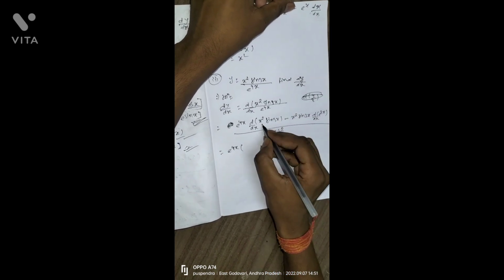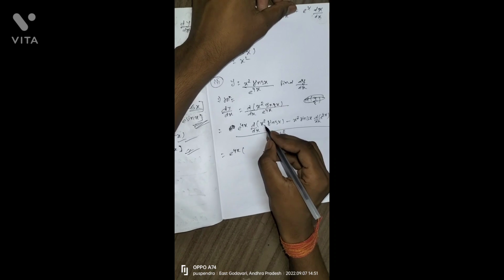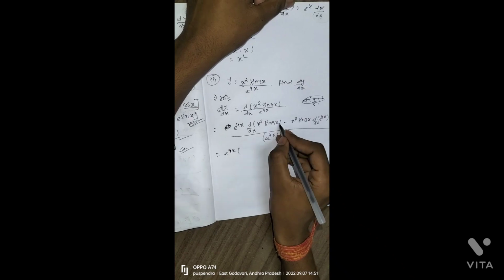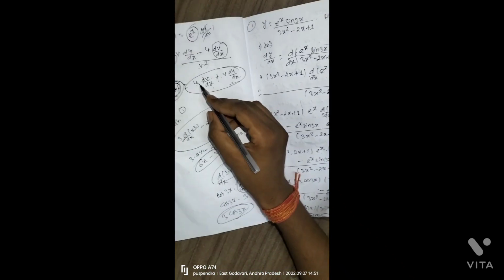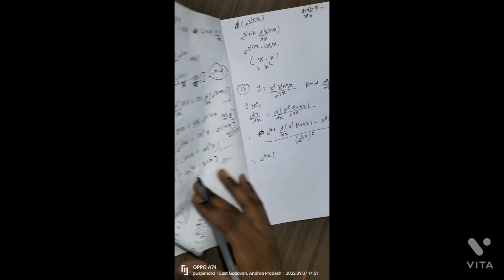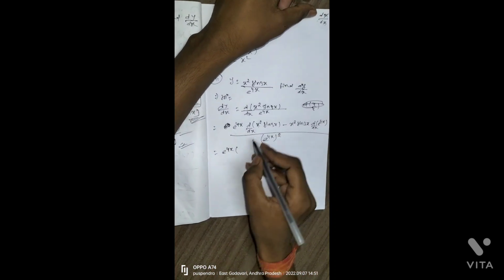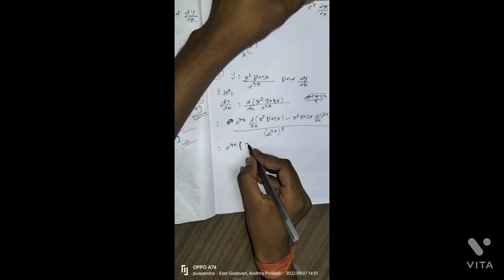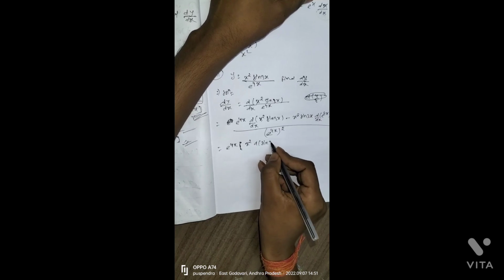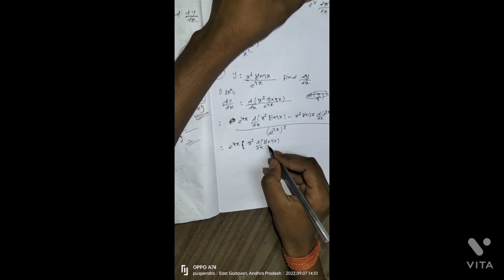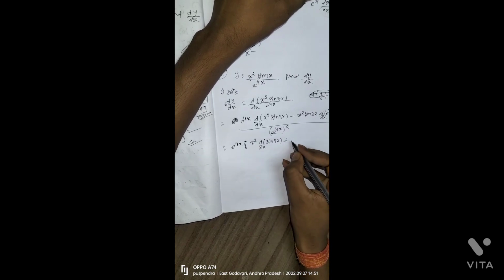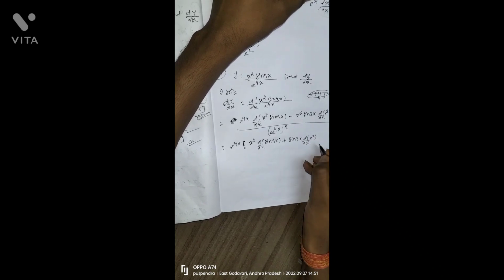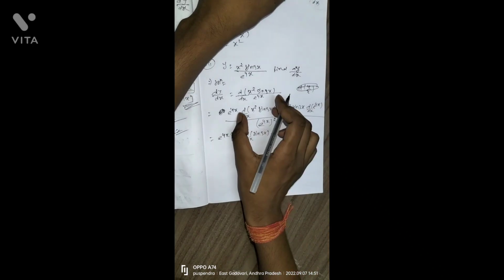Now what will you use here? There is x square and sine 3x, so you will use the product rule. What is the product rule? u v means u dv by dx plus v du by dx. I'll keep u in a bracket: u is x squared, and d sine 3x upon dx, u dv by dx plus v du by dx. Okay, close this bracket. Now I have done this.